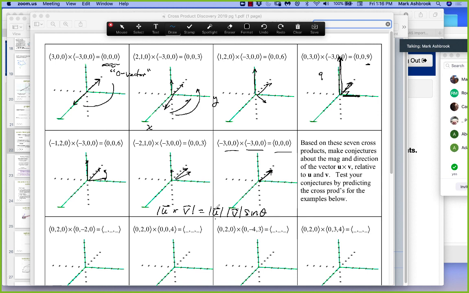Let's see here. So we were talking about this magnitude of the cross product, then, is the product of the magnitudes in as much as they're orthogonal, and that would be sine theta. Okay, and then we said the direction is orthogonal. So notice all these vectors are in the xy plane, so along the z-axis is always orthogonal to the xy plane.